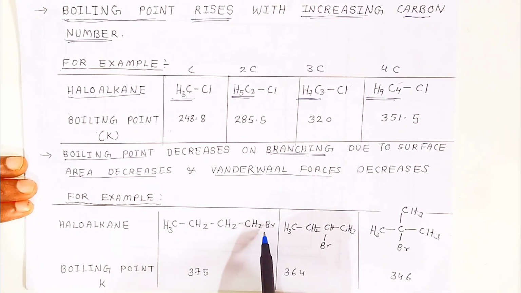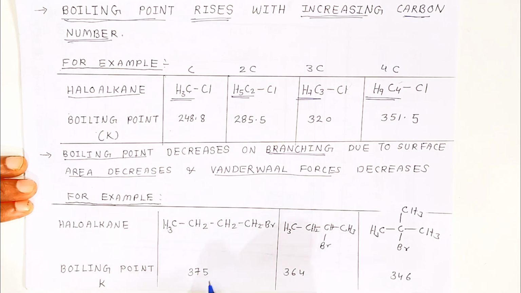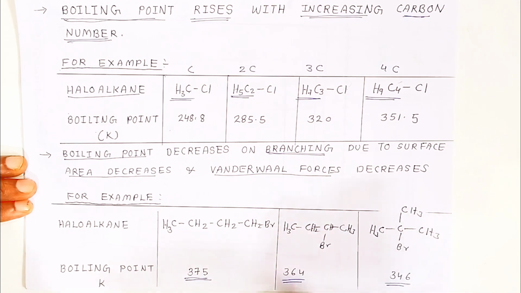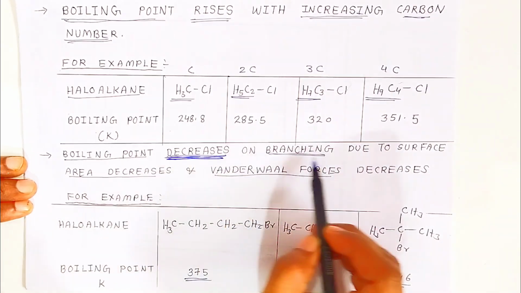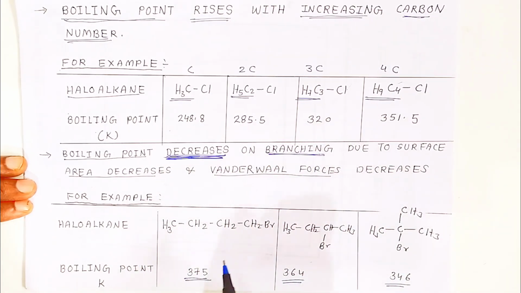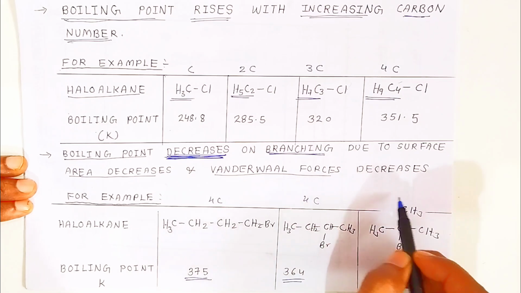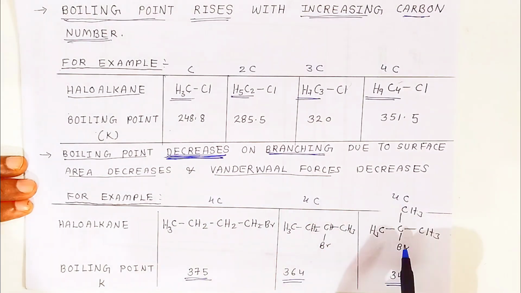Understanding? Here in normal butyl bromide there is no branching, so boiling point is 375. One branch, 364. Here it is now having more branching on this carbon, so it is 346. As the branching increases, boiling point also decreases. Very important, students. Boiling point decreases as the branching increases. Understanding, students? All molecules have 4 carbons, but because of the branching, the boiling point goes on decreasing.